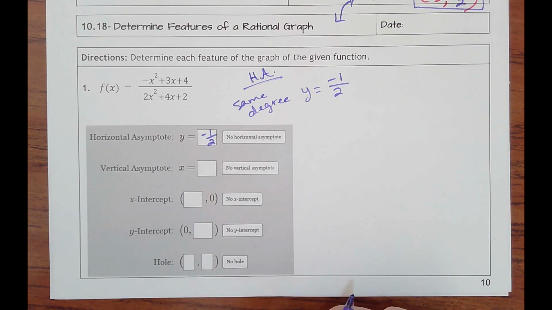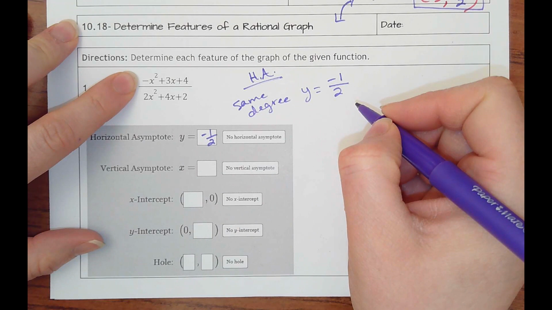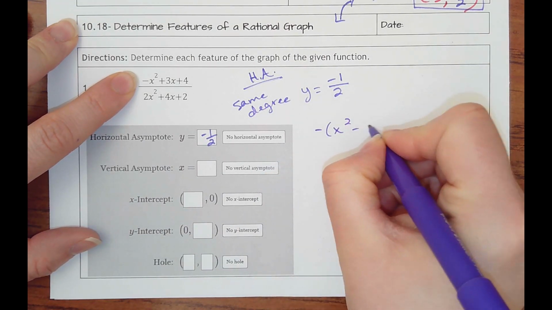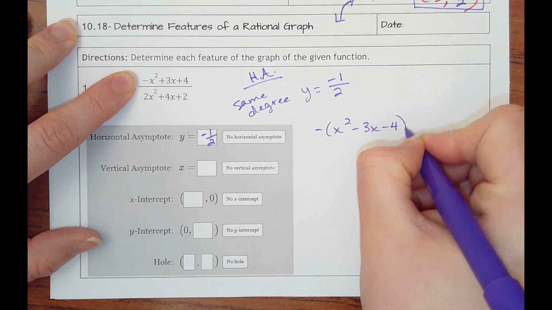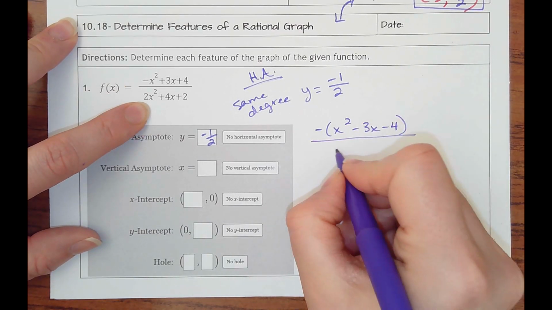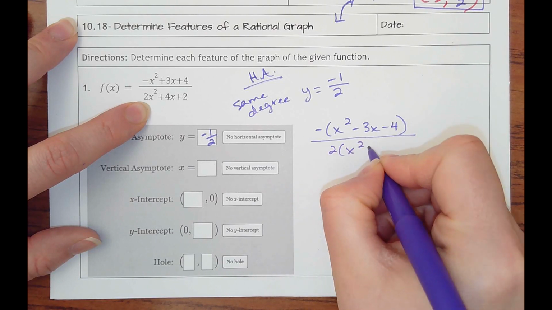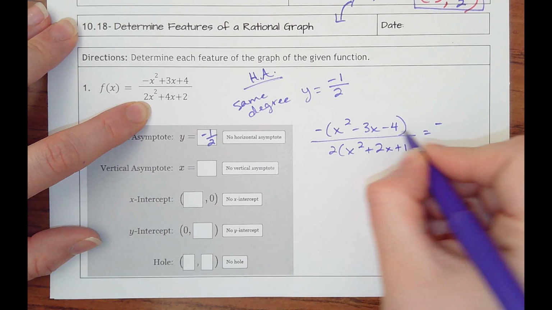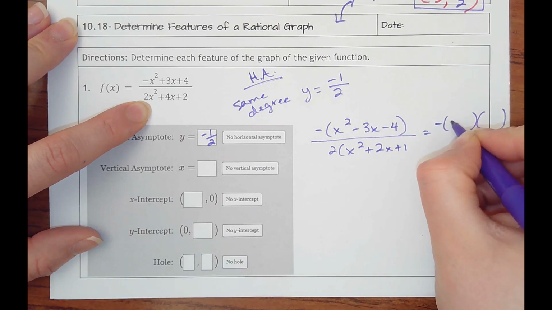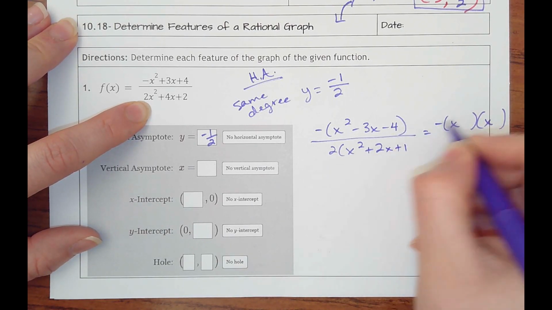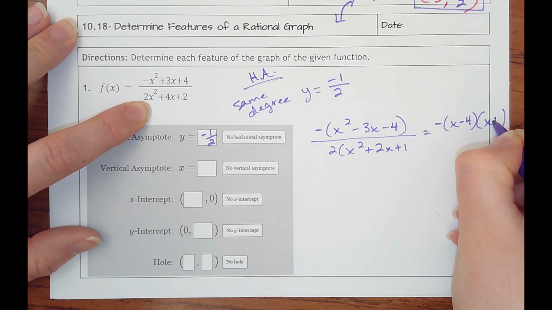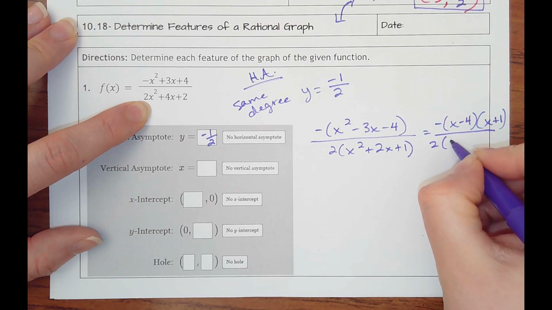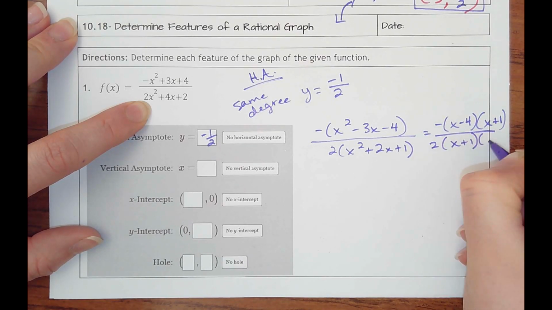Vertical asymptote is where we need to start factoring, and that'll also tell us this other information. So I'm going to go ahead and take out a negative from the top, and that would leave me with x squared minus 3x minus 4. On the bottom, I'm going to divide out a 2. That would leave me with x squared plus 2x plus 1. Then I'm going to factor this trinomial. That would be a -4 and a +1, and that would be an x plus 1 times an x plus 1.